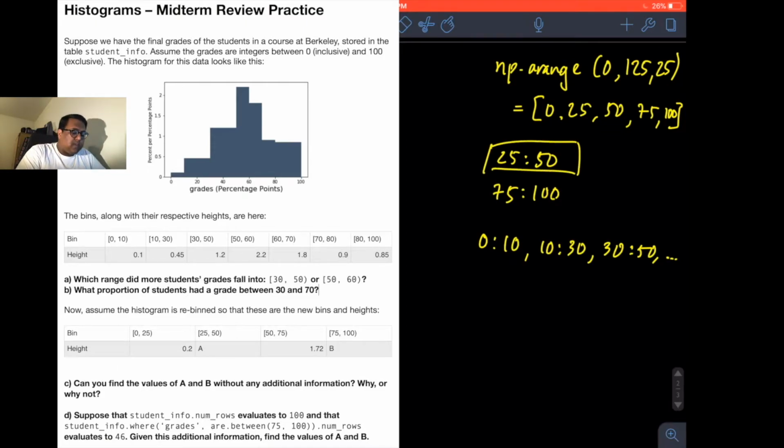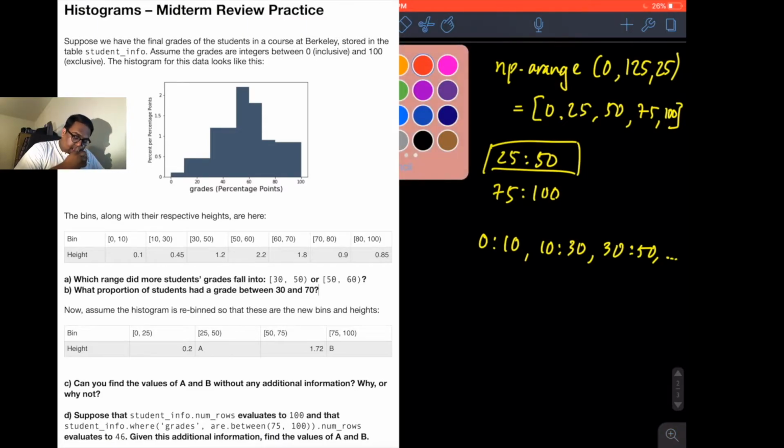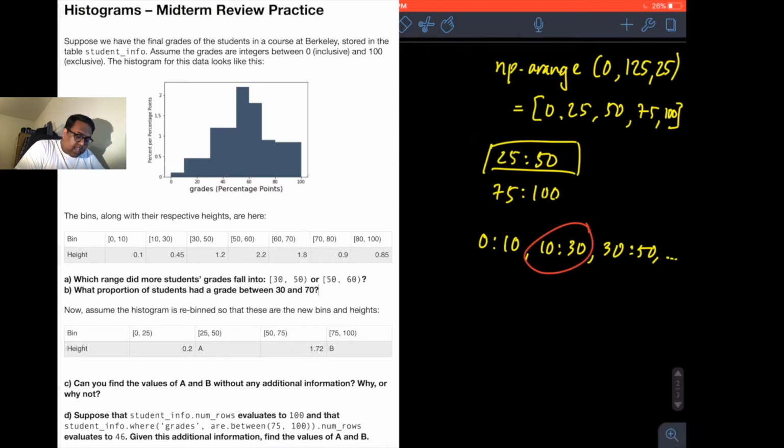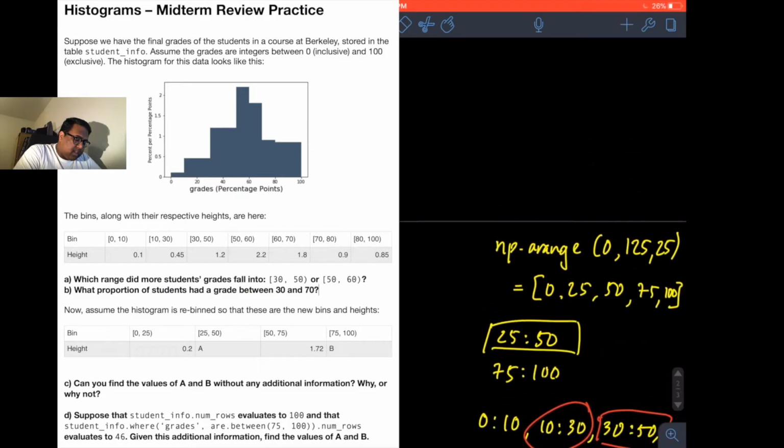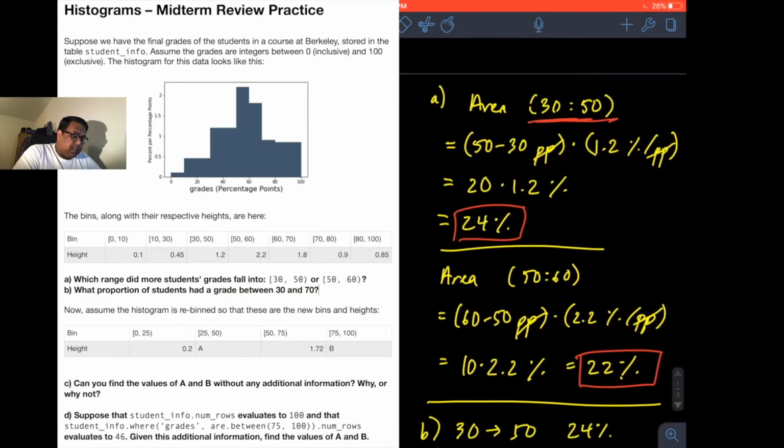And there's no combination of these that makes up 25 to 50 exactly. Because if there was, we could find the areas of those bars, and then the area of this new bar has to be the same. But for a 25 to 50 bar, some of the values will be in this bar, and the rest will all be here. But we don't know how many values are inside the 10 to 30 bin. And so that's one of the caveats of histograms. All you know is that, for example, in the 30 to 50 bin, 24% of the values are between 30 and 50. You don't know the distribution inside of 30 and 50.